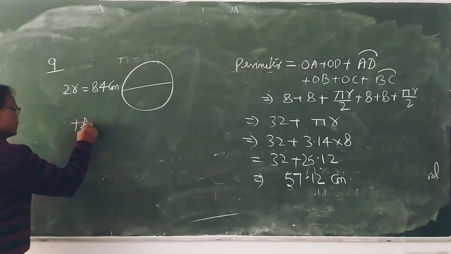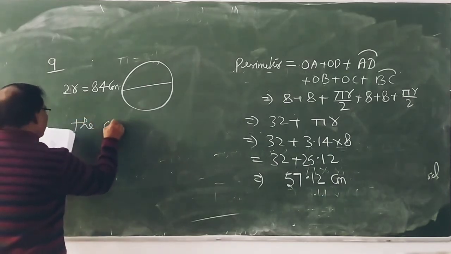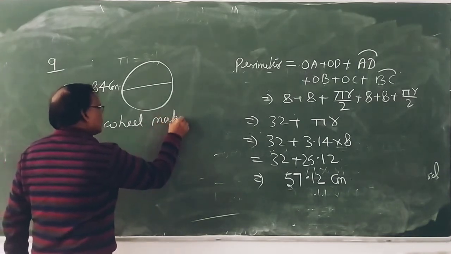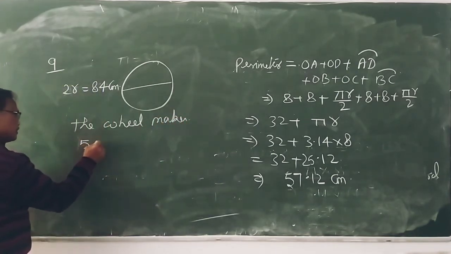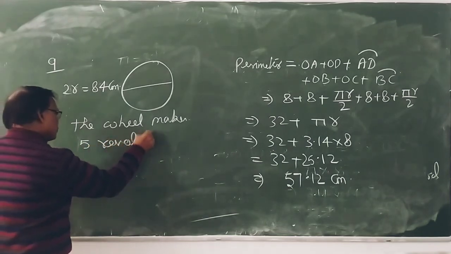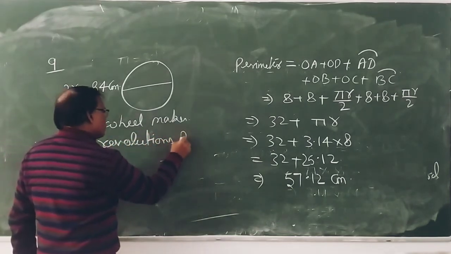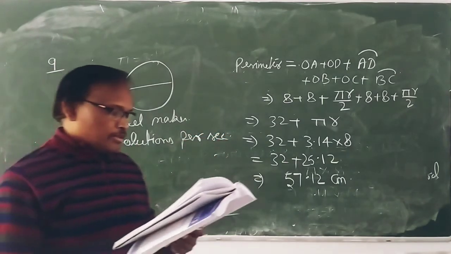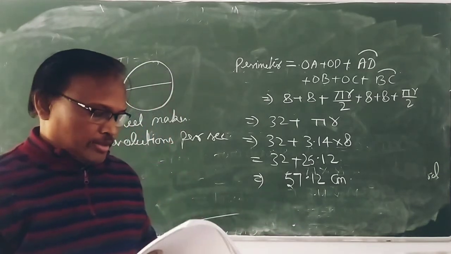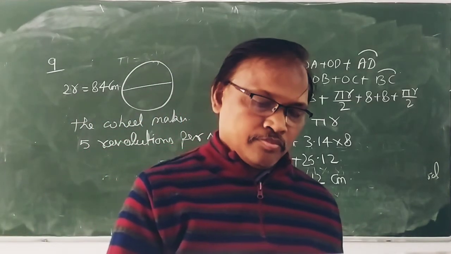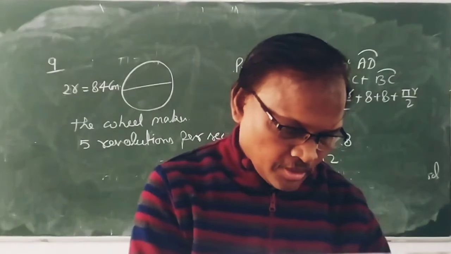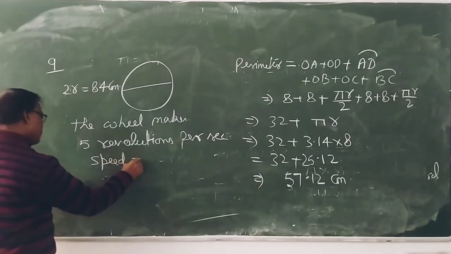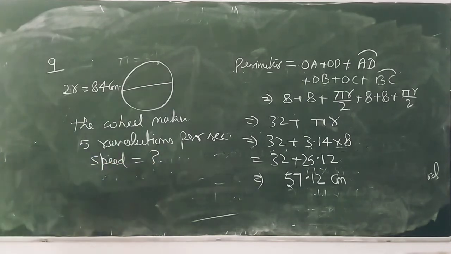The car's wheel makes 5 revolutions per second. Find its speed in kilometer per hour. Speed in kilometer per hour. You have to find it.